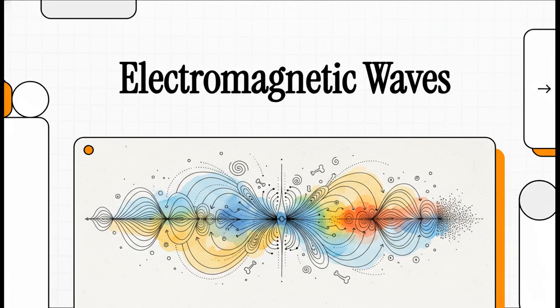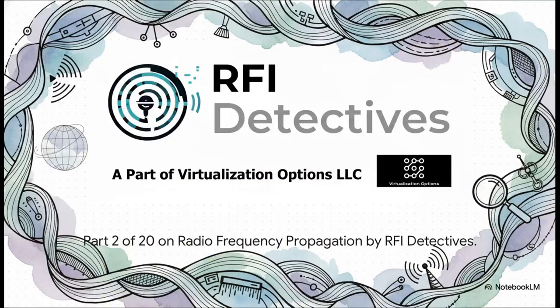All right, today we're jumping right back to the absolute basics, the physics that makes everything we do in wireless possible, the electromagnetic wave. So this is part 2 of our big deep dive into RF propagation. It's all designed for you, the techs and engineers out in the field. We're basing this whole series on a really detailed report from RFI detectives, and today we are laying the foundation that absolutely everything else is going to be built on.